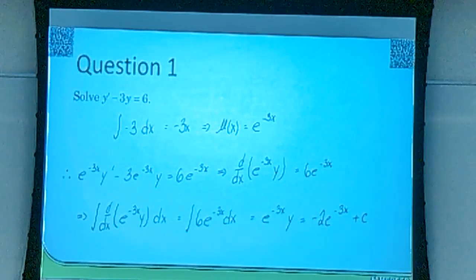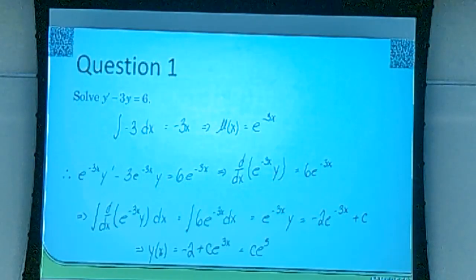We want to isolate y, so just multiply both sides by e to the 3x. And it's either negative 2 plus ce to the 3x or ce to the 3x minus 2. We don't have initial conditions, so we can't find C.